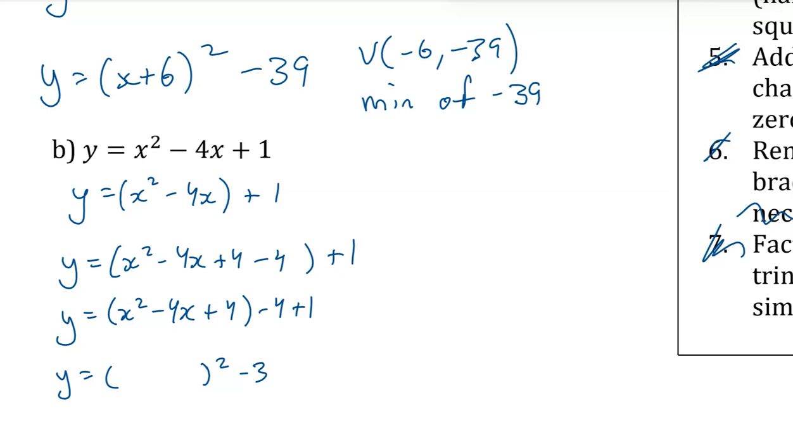X minus 2. Why is it 2? Yeah, it's half of 4, right? It's the 2 that was that thing, half of 4. Same sign, or square root of the c value, however you want to think about it, it's both. So in this case, it's 2. What's my vertex? Positive 2, negative 3, h and k. It opens up, so again, it has a min of negative 3.